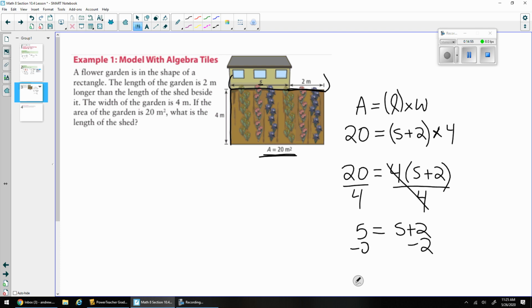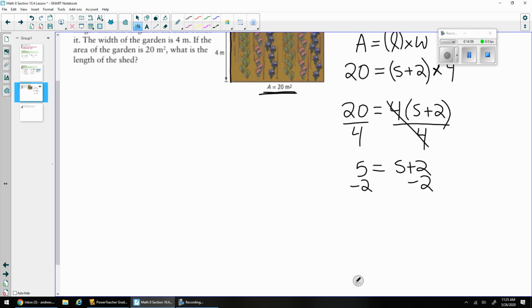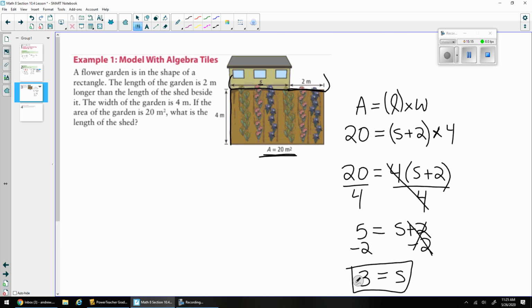Subtract 2, and then 5 minus 2 is 3, so that's all I'm left with on the left. These cancel out, and so I'm just left with S on the right. So 3 is equal to S, which is the length of the shed. Okay, so does that make sense to have the length of the shed be 3?